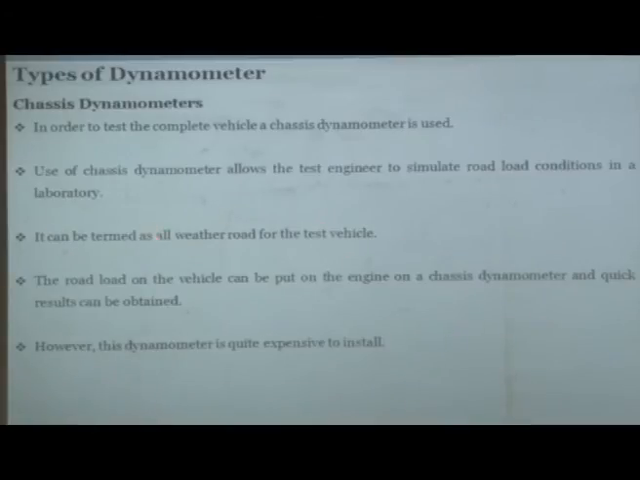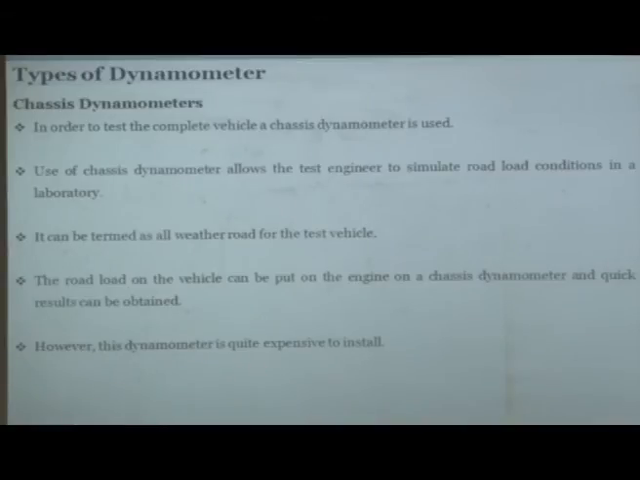It is termed an all weather road for test vehicles. All weather road for test vehicles means even if it is snowing outside, you can create controlled conditions inside the test cell and you can test your vehicle. The road load on the vehicle can be put on the engine on a chassis dynamometer, and quick results can be obtained. However, this dynamometer is quite expensive.